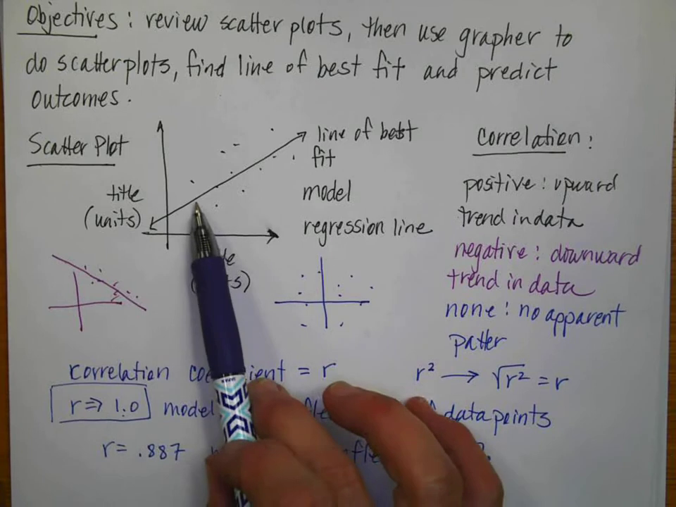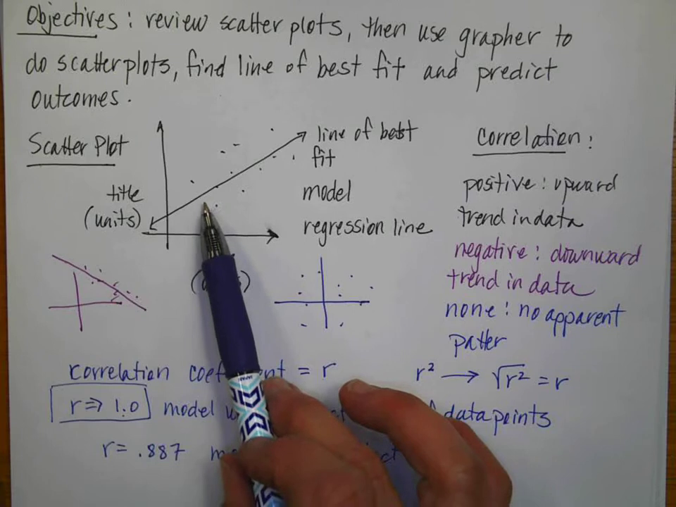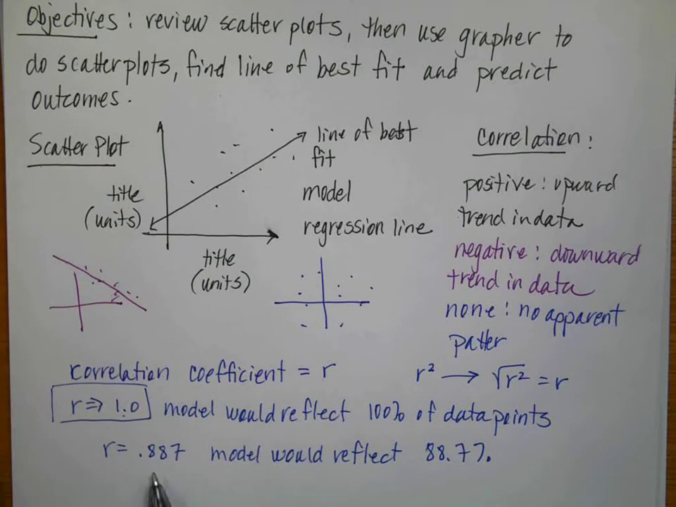A line of best fit is just that. It's a line of best fit. It's not necessarily going to go through every single data point. If it did, that would be a correlation of 1. But oftentimes it doesn't. So we try to find a model that gives us the highest R value.